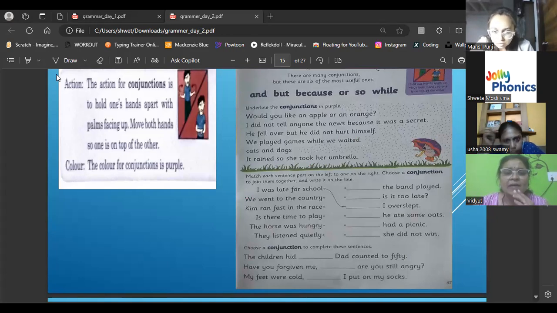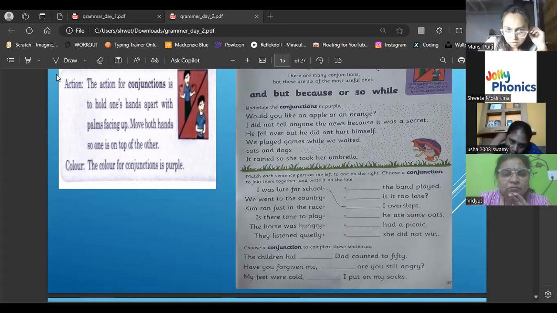Is there time to play? The horse was hungry, so he ate some oats. So he ate some oats. Conjunction. As the band played?